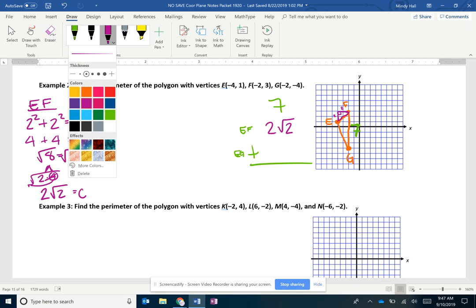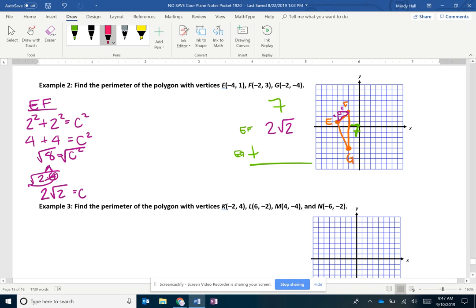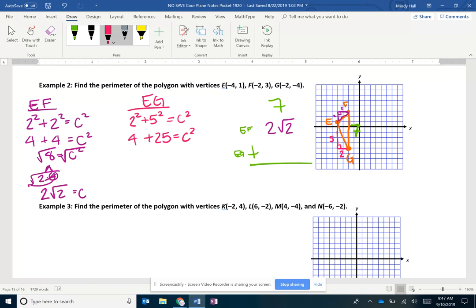Okay. So then, to find EG, I would do the same exact thing. Make a little right triangle in here. We have 2 and 1, 2, 3, 4, 5. So then 2 squared plus 5 squared equals c squared. That gives me 4 plus 25. And 4 plus 25 is 29. And 29 is a prime number, so that just stays the square root of 29.